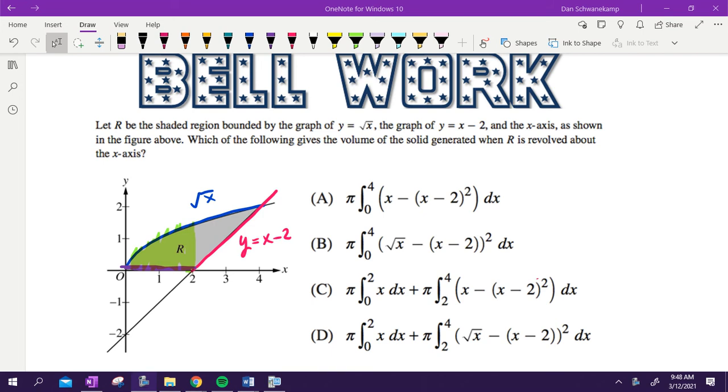All right, so this is our bell work question for the day. We've got these lines: square root of x, x minus 2, and the x-axis. We're rotating around the x-axis. So the question was, is it a disk or a washer? Dylan told us that he thinks it is both.